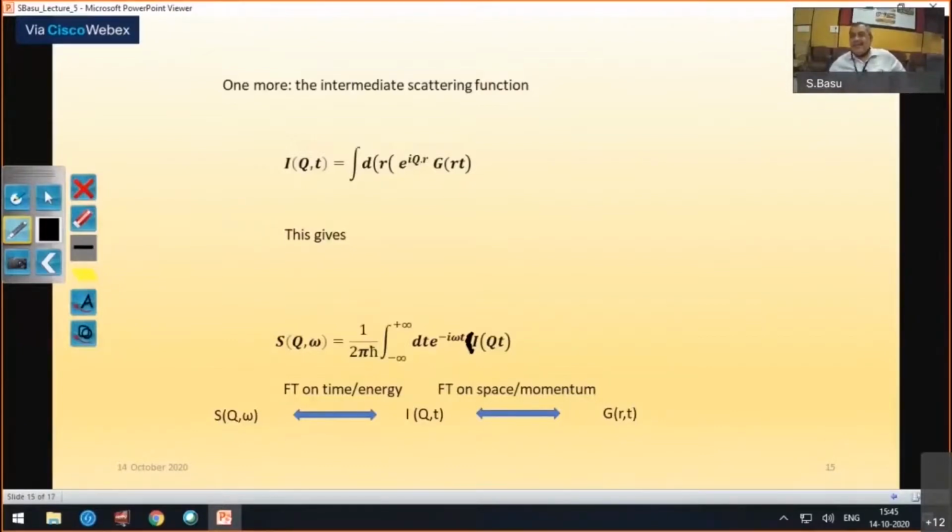You can do it from Thermal Neutron Scattering by Marshall and Lovesey. You can see it in Methods of Experimental Physics, volume 23A, edited by, I'll write down.